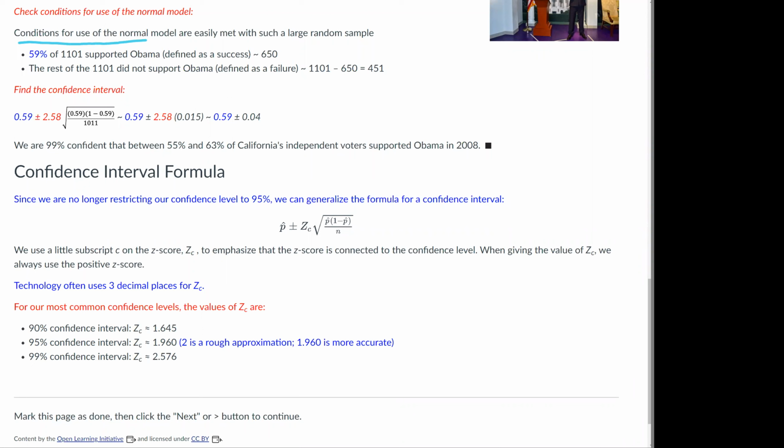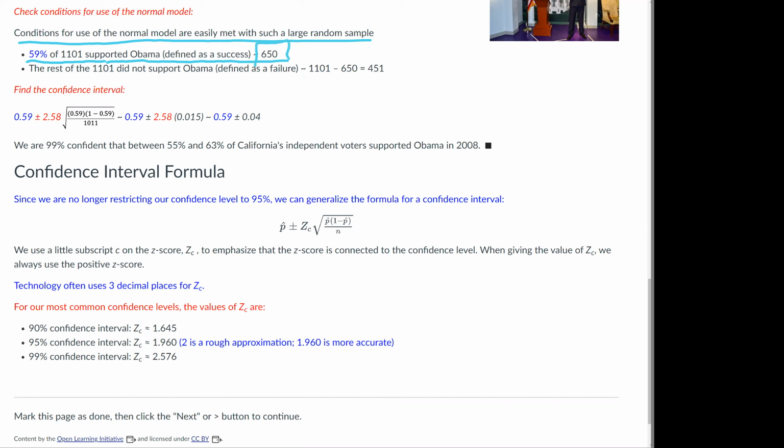So, check the conditions for using a normal model. They're easily met with such a large random sample. If this was a small random sample, we might not meet the conditions, so we couldn't do it. We'd just say, can't do it, stop, all done. But this one, I think it's going to work. 59% of those 1,101 supported Barack Obama, defined as a success.